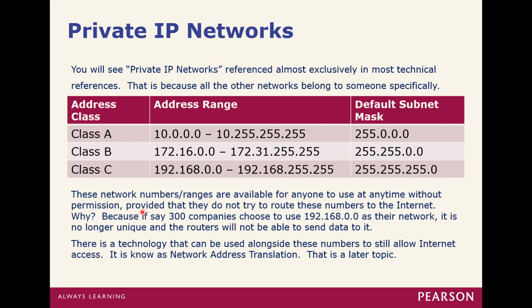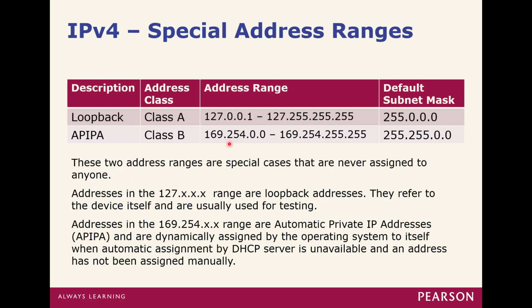So you have class A, B, and C. You have 172.16.0.0, 192.168.0.0, and here you have basically an example when you have a default subnet mask for them. We have special address ranges as well. We have, I think, automatic private IP addresses, APIPA, I believe, and loopback. So basically the loopback in here, yes, special address ranges.